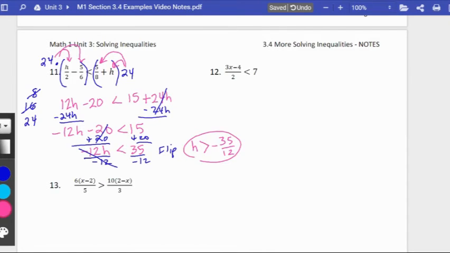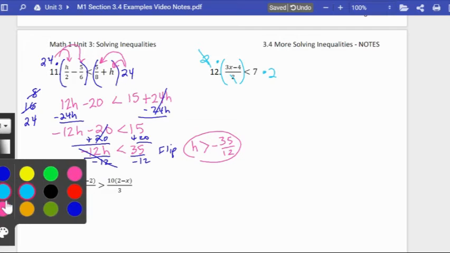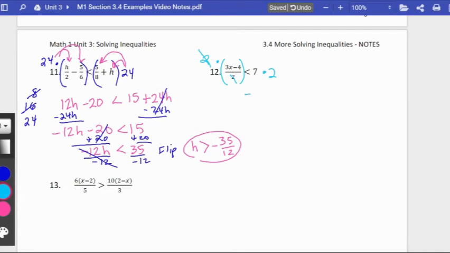Okay, on the next problem, it's a little bit simpler. It only has one fraction, so I'm going to clear the fraction just by multiplying both sides by 2. And actually, this 2 doesn't need to be distributed because it clears with that single value in the denominator, leaving me 3x minus 4 is less than 14. And this is just a little two-step problem we can finish up here.